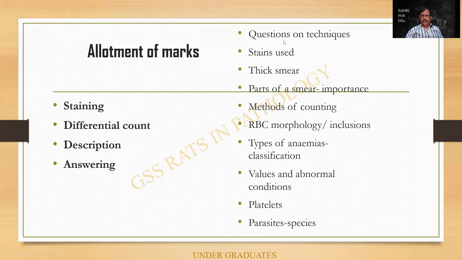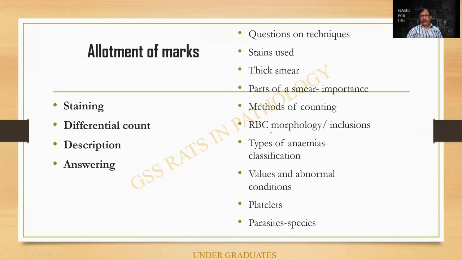So there can be questions on the techniques. What are the causes for error? What are the various stains that can be used? What is a thick smear? Thick smear means we use it for malaria. So within a small field, I am able to see a lot of cells. Therefore, screening is made easier. What are the parts of the smear? What is the importance of it? What are the different methods of counting?